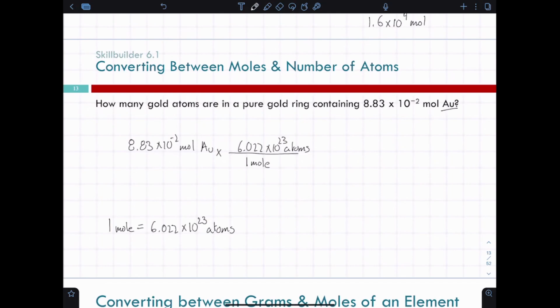Then we take 8.83 e to the negative 2 times 6.022 e to the 23. And we get 5.32 times 10 to the 22 atoms of gold, with the correct sig figs there.